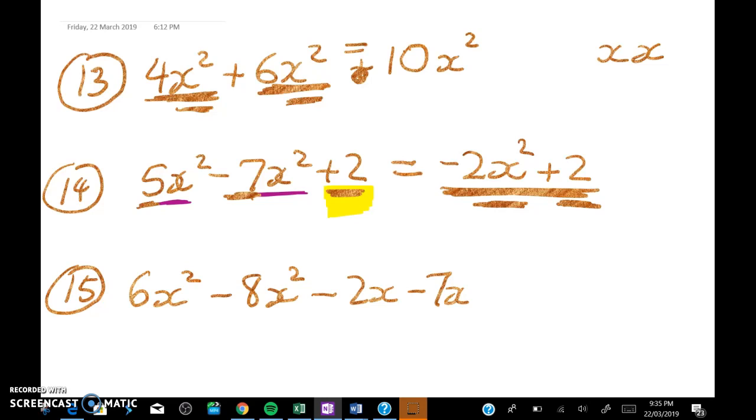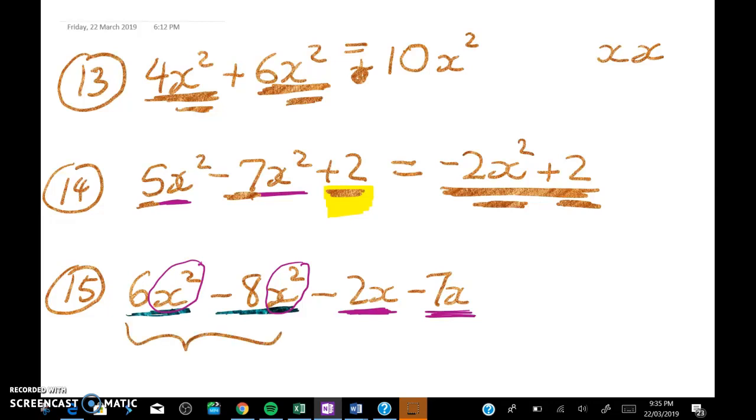What about number 15? Well, I've got 6x squared here. I've got take away 8x squared here. So these are like terms. But this is different. This is take away 2x, and this is take away 7x. So the letters with the powers have to match to be like terms. In this one, I can put together these two, and I'll get negative 2x squared. And then I have take away 2x, take away 7 more x, which gives me minus 9x.